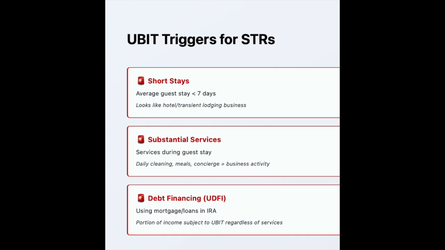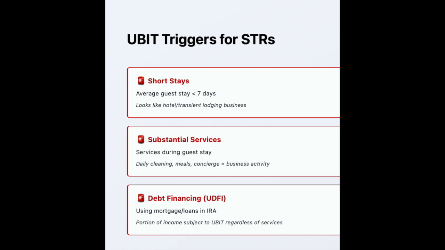It did, yeah. And this is a different flavor of unrelated business taxable income, or UBTI. It's specifically called unrelated debt financed income. UDFI. Right. So if you use debt like a mortgage to buy or fix up the property inside the IRA, then a portion of the income that property generates can be subject to UBIT, even if you're not providing substantial services or having super short stays. Wait, really? So you could avoid the active business stuff, but still owe UBIT just because you used a loan? That's it. It's a really important distinction.